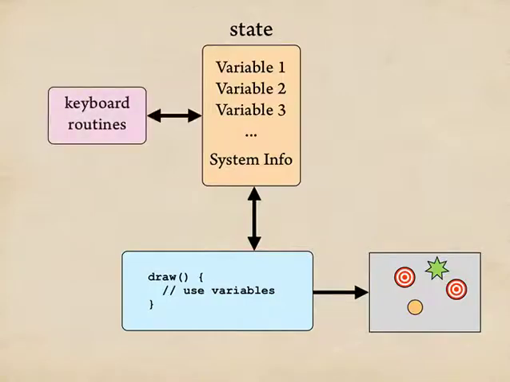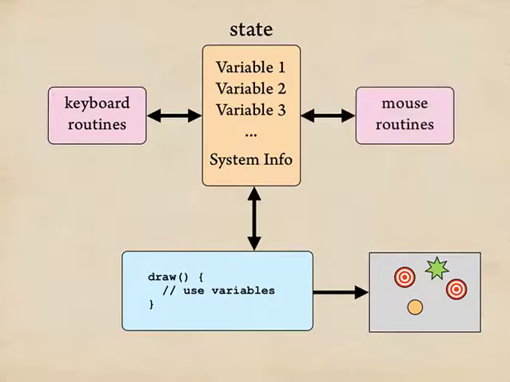Of course, there's also the keyboard. The keyboard talks to the state. It reads the global variable key, and typically it will write one or more global variables of your own to remember what got pressed and make some changes in your program. In the same way, the mouse routines read the global variables mouseX, mouseY, and mouseButton, and they write new global variables so that your program can use the mouse information.